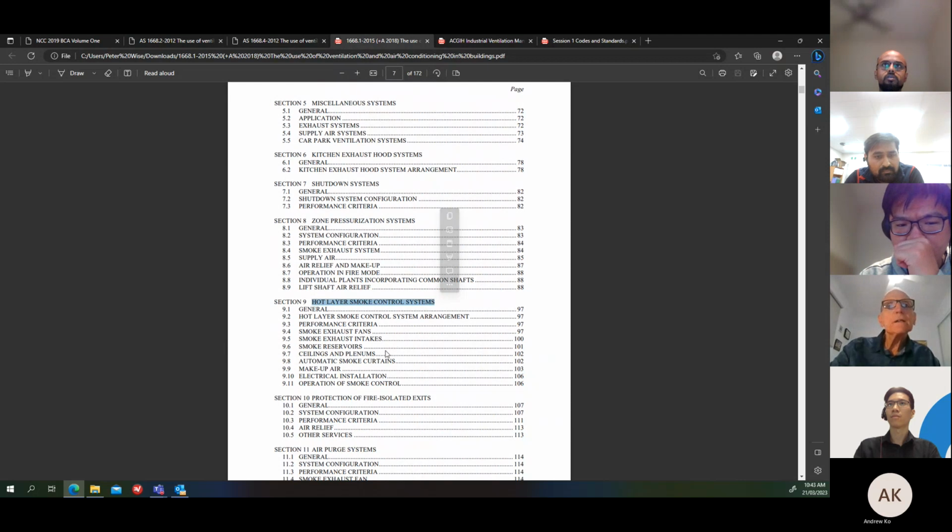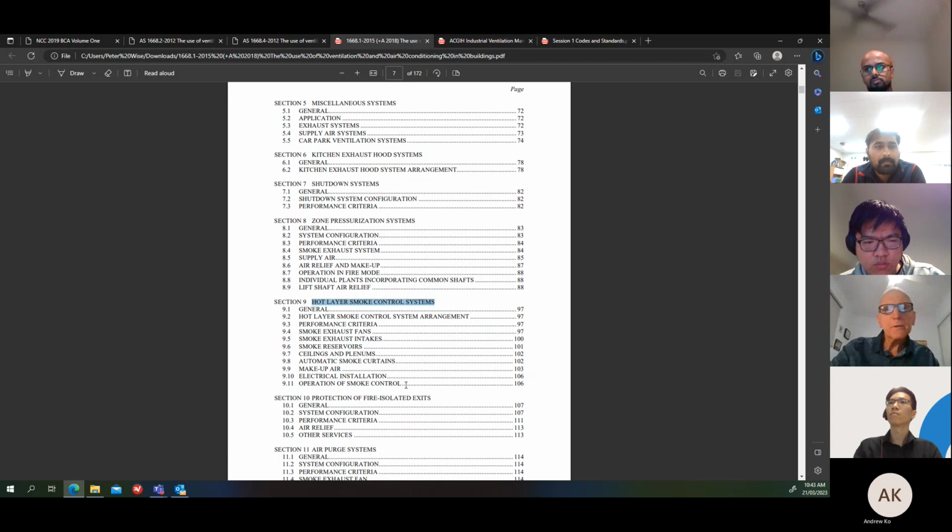And then the NCC has, when you go through those tables we looked at before, table 22A and 22B, 22B in particular talks about systems that require, or buildings that require, a hot layer smoke control system. And the NCC has all those technical details as well. And you'll find that they're very similar to what's in AS1668 Part 1. So you need to look at both and comply with that.